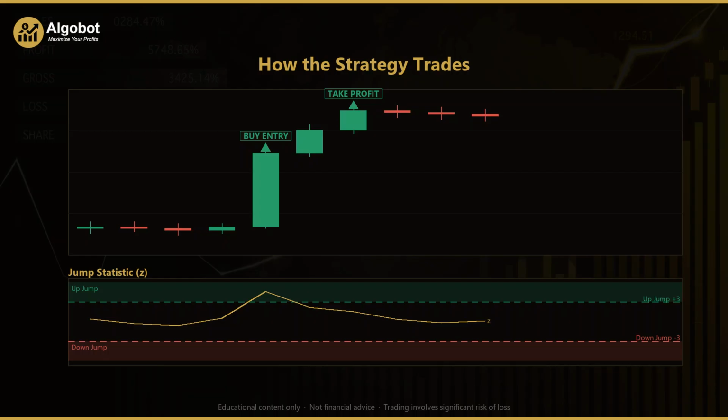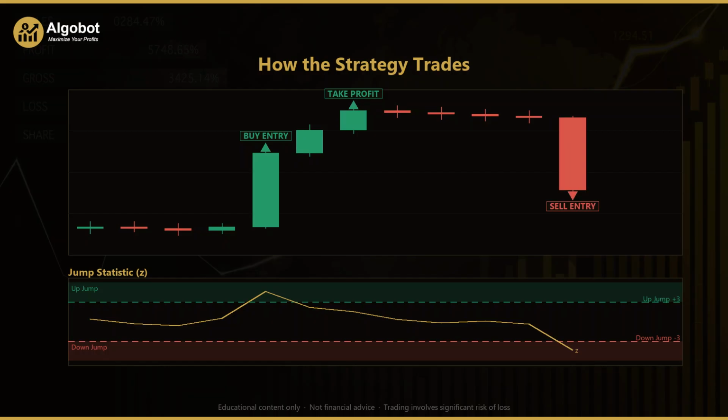Notice the strategy never had to guess a top. It simply rode the continuation until the ATR target was reached. After that, the market settles down again. Several more quiet bars form, and the jump statistic sinks back towards 0, staying well inside the two thresholds. The strategy is patient. It holds only one position at a time and waits for the next genuine event rather than forcing trades in the noise.